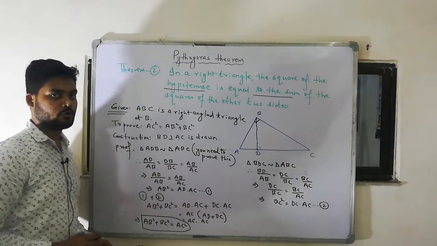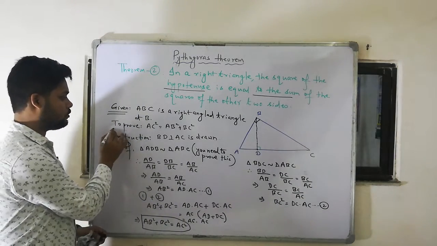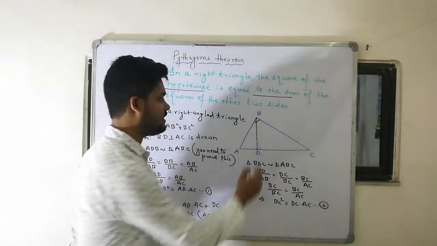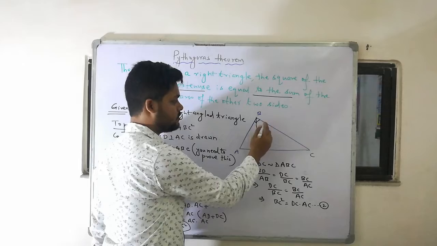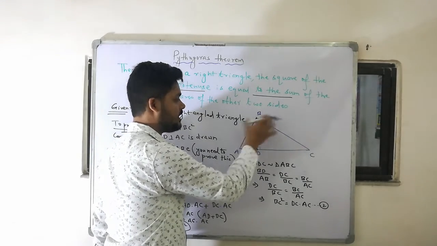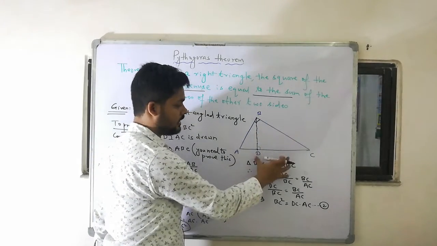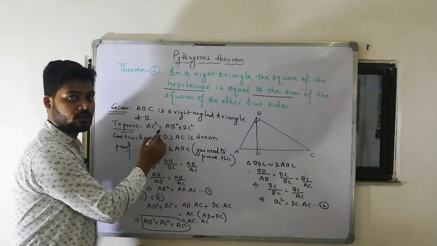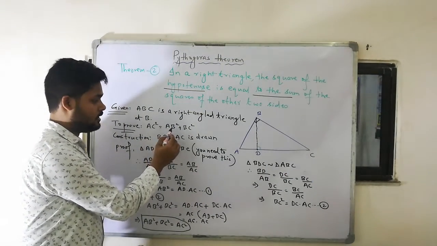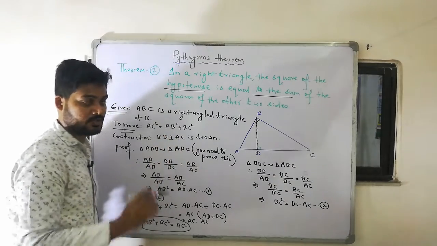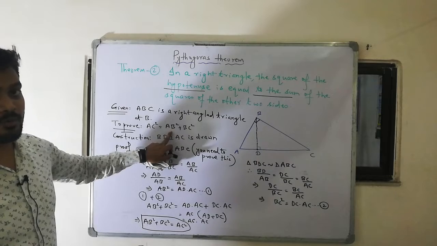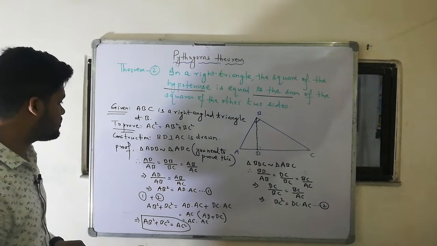So what are we required to prove? We are required to prove that the square of AC, we know if there is a right angle here, this is the right angle, so this is base and this is perpendicular, and this AC will become the hypotenuse. So here AC square is equal to AB square plus BC square. This is what we are required to prove. That means hypotenuse square is equal to perpendicular square plus base square.